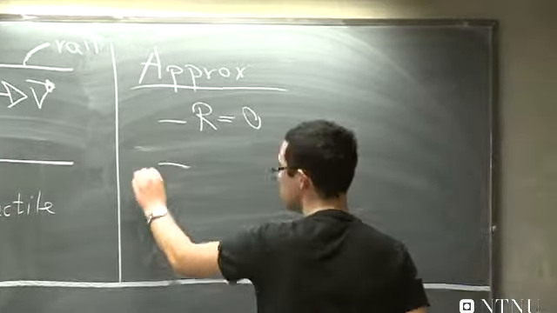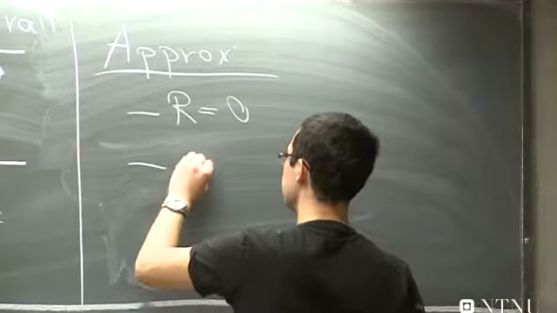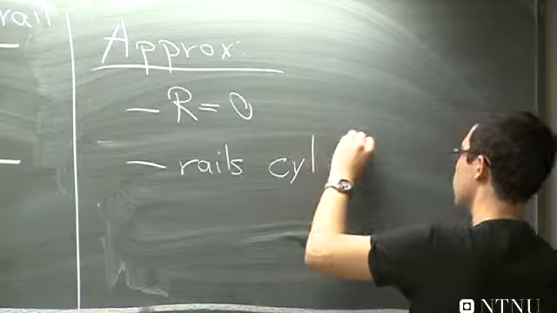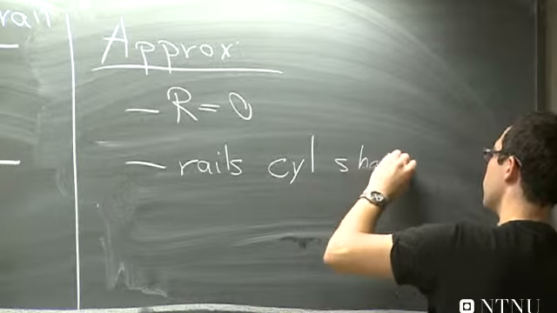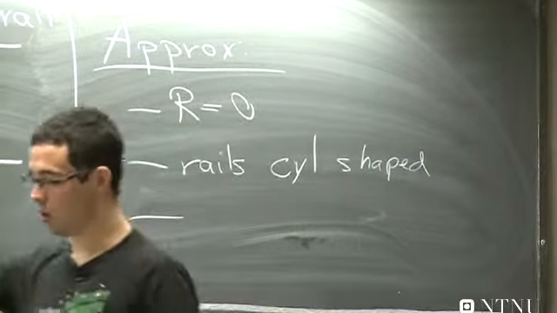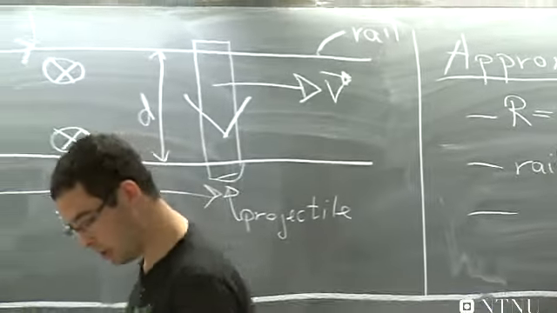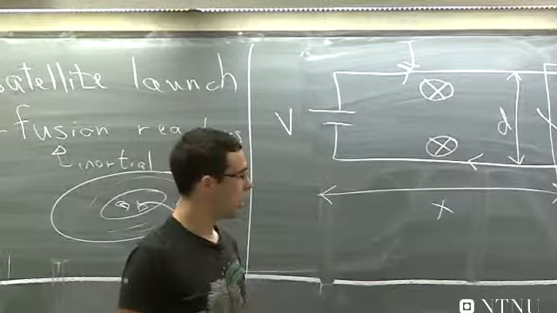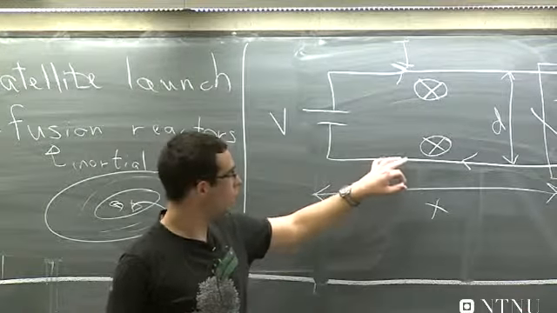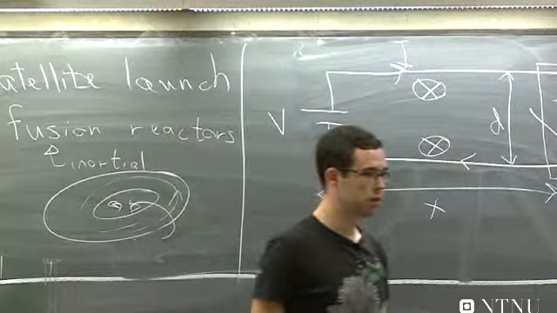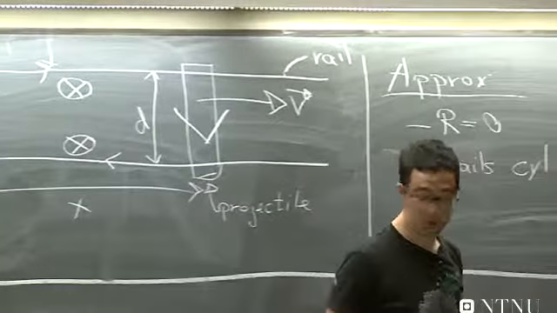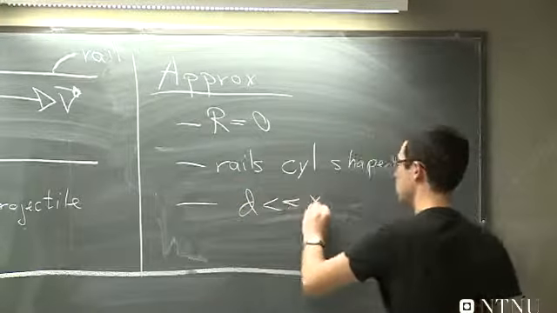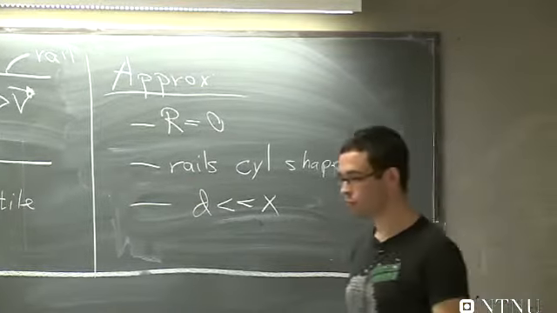We're going to keep the rails cylindrical, so it's shaped like a long cylinder. And the distance here is going to be much smaller than x, because then I can approximate the magnetic field as only coming from this and this wire. It shouldn't be too much of an approximation, I believe, if you make a big, long railgun.